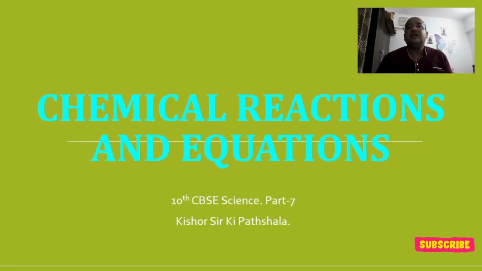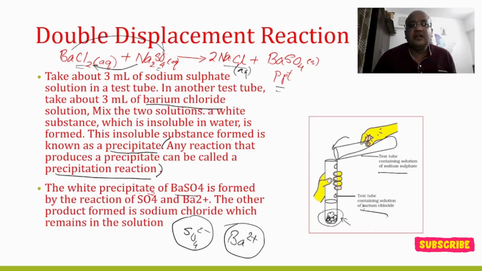We are doing chemical reactions and equations for 10 CBSE science. Last time we had seen a different type of reaction, the displacement reaction. Today we are going to see a reaction called double displacement reaction. Now what is this reaction all about? For that, let's do one activity.